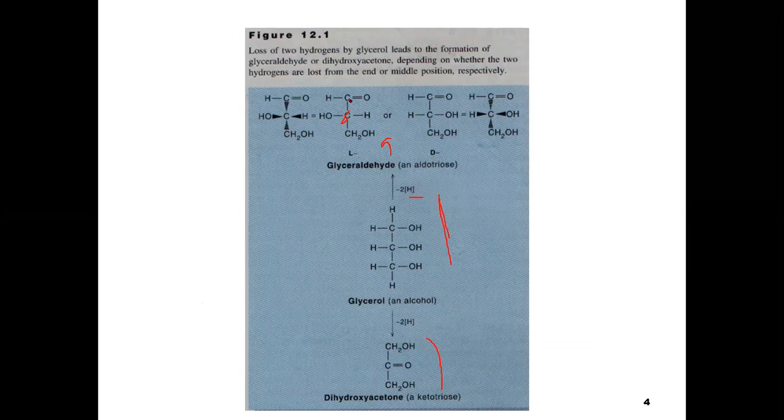Here, the central carbon is attached to four different groups. On one side it is attached to the alcoholic carbon, on the other side to the carbonyl carbon, on this side to the hydroxyl group, and on this side to the hydrogen. So this carbon is making the center of this molecule. Because it is attached to four different groups, this is the chiral center.